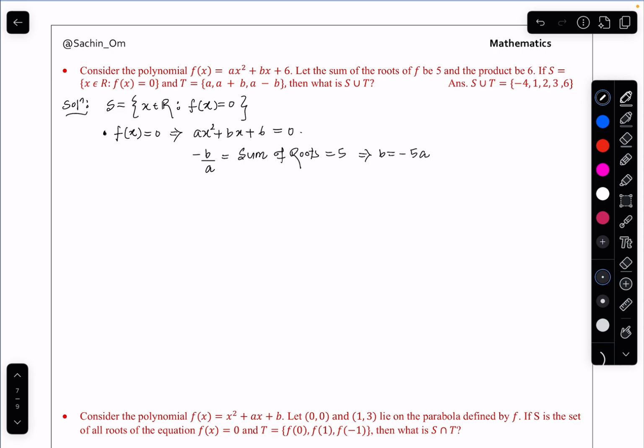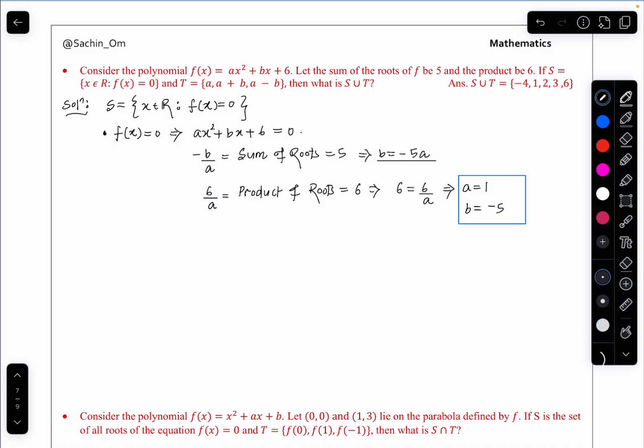Similarly, product of roots would be c by a, c being 6, so 6 by a in this case. So the product of roots is 6 by a, and the question says product of roots is 6 here. So 6 is equal to 6 by a, which when I solve for a gives me the value of a. a is going to be equal to 1, and then using the preceding equation here, b is going to be minus 5. So these are the values of a and b for me.